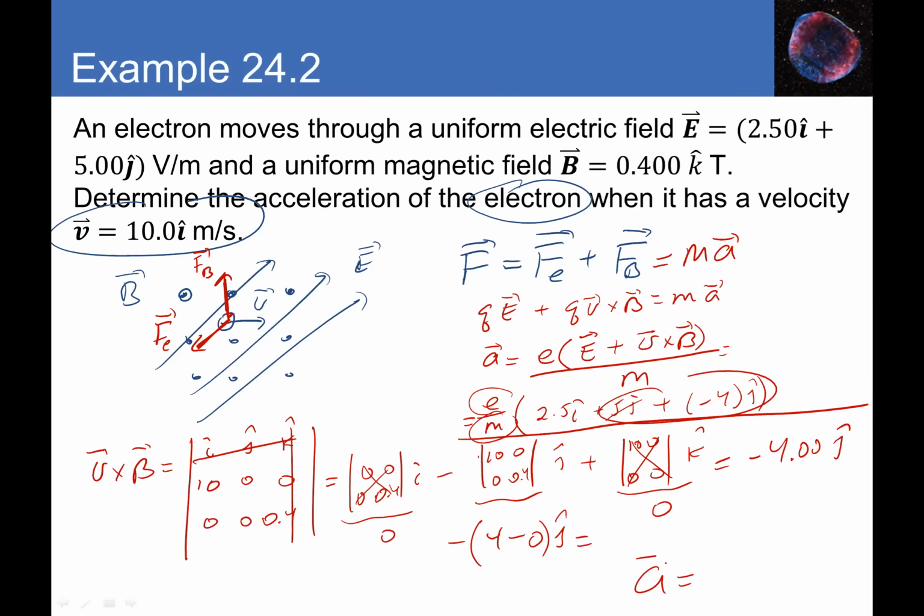If I plug everything in, the acceleration is negative 4.39 I hat minus 1.76 J hat, and this whole thing times 10 to the 11 meters per second squared. And that's my acceleration. Again, you can find the same solution in the lecture notes, but this is the idea. You have to take each term, find the V cross B, and then add the electric field and V cross B as vectors. You can combine J hats or I hats together, but you cannot combine an I hat with a J hat. And we can calculate the acceleration from that.